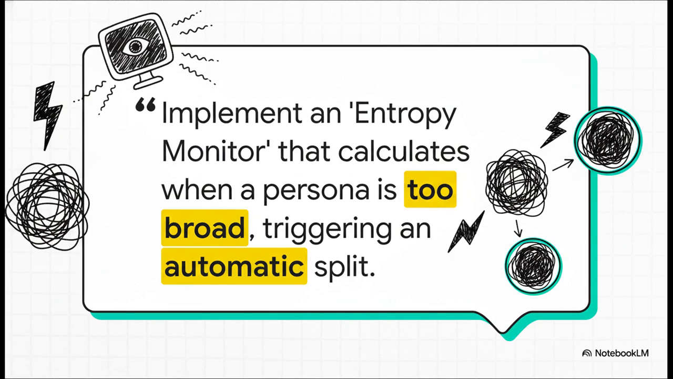Now, for those of you building really advanced systems, here's a little pro tip. You can actually automate this with something called an entropy monitor. Just think of it like an automated manager that notices when one of its team members is getting overwhelmed. As soon as it sees an agent's job is too broad, it automatically splits that agent's duties into two more focused sub-agents. It's like specialization on the fly.